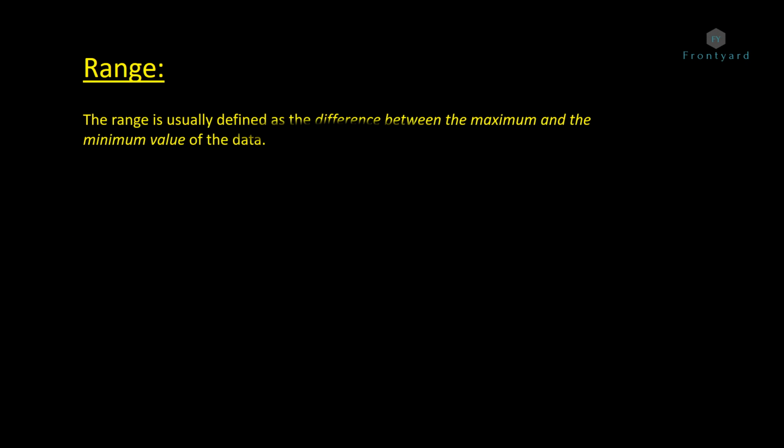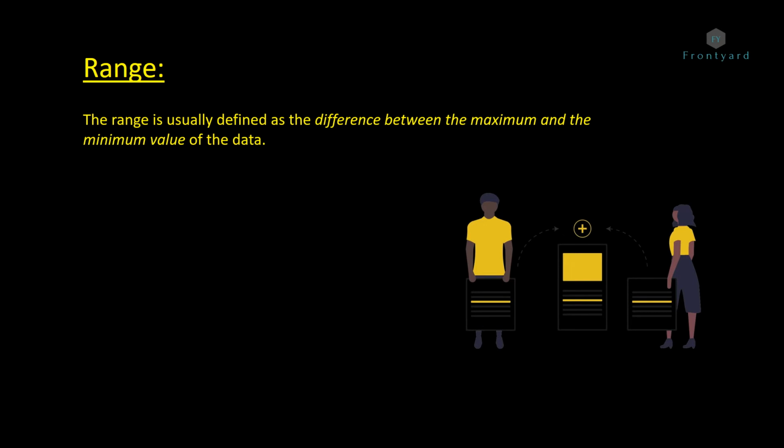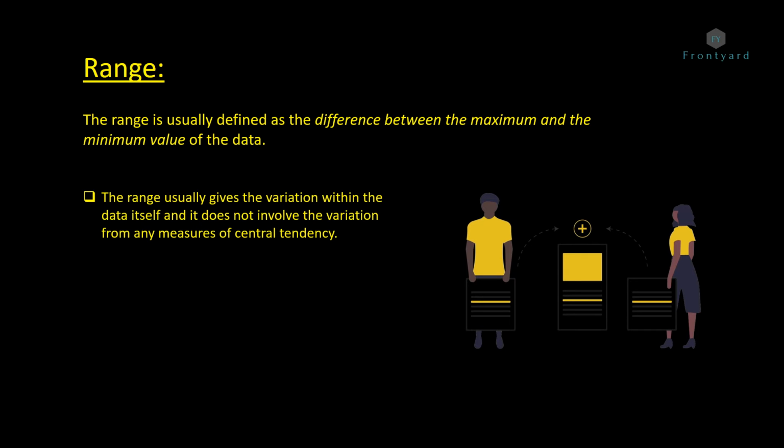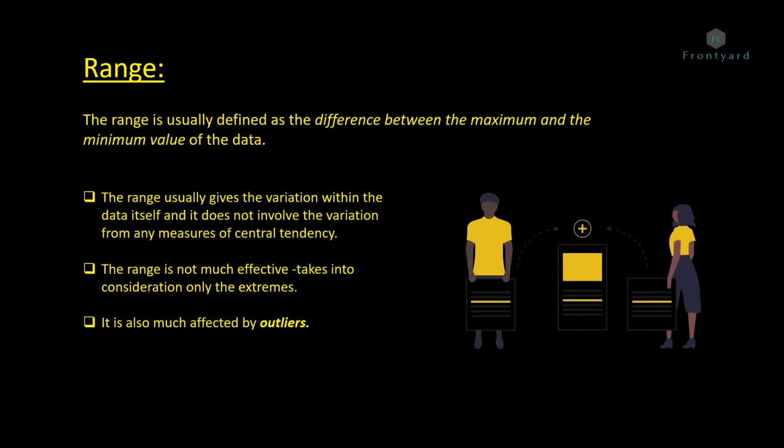Range is known to be the simplest measure of dispersion as it is computed very easily. The range is usually defined as the difference between the maximum and the minimum value of the data. The range gives the variation within the data itself, and it does not involve the variation from any measures of central tendency. The range is not much effective because it doesn't take into consideration every data point. It only takes into consideration the extremes. It is also much affected by the outliers. Outliers are nothing but data points that differ significantly from other observations.